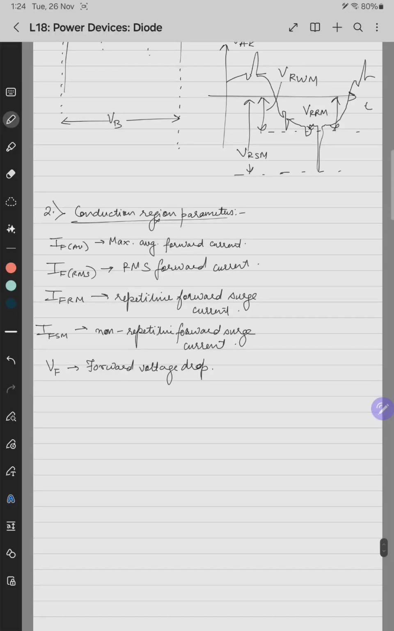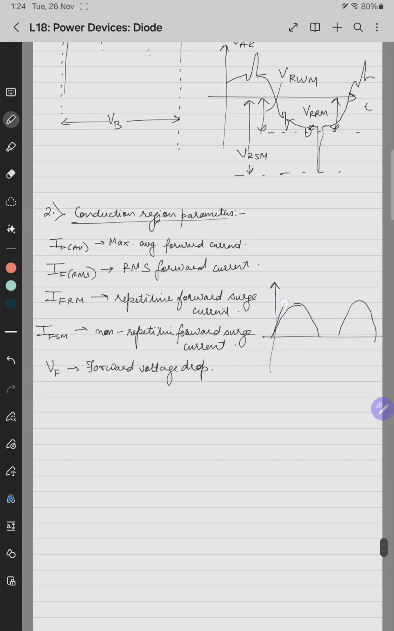So if we just draw the waveform of the ID, it is like this. Let's say it's like this, and there are some overshoots across it. So let's say this is IFSM. IFSM is nothing but the non-repetitive forward surge current.